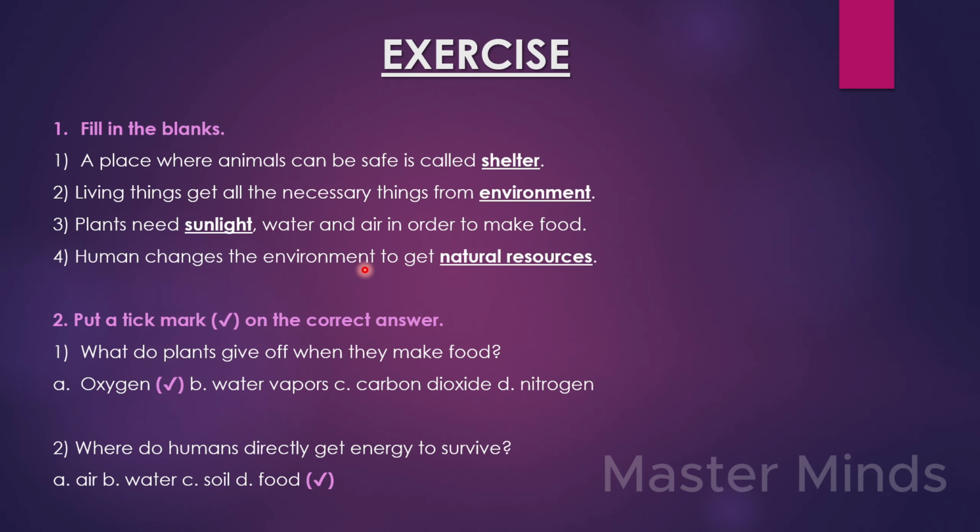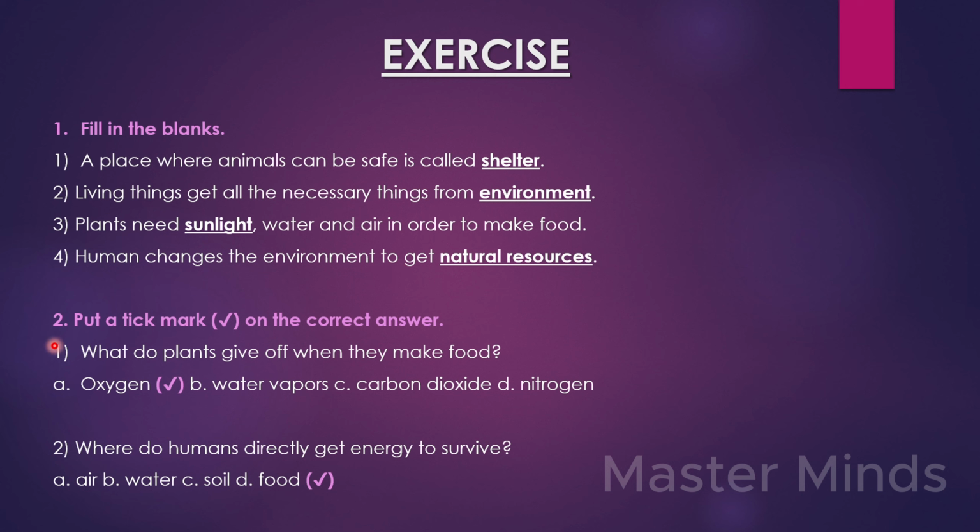At first, number one, fill in the blanks. 1. A place where animals can be safe is called shelter. 2. Living beings get all the necessary things from the environment. 3. Plants need sunlight, water, and air in order to make food. 4. Humans change the environment to get natural resources.